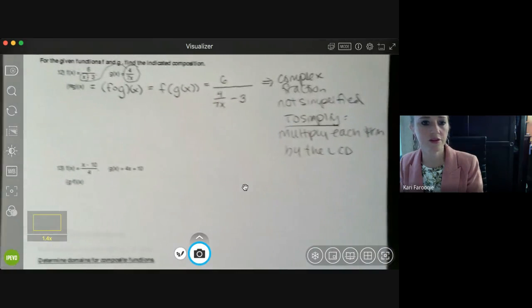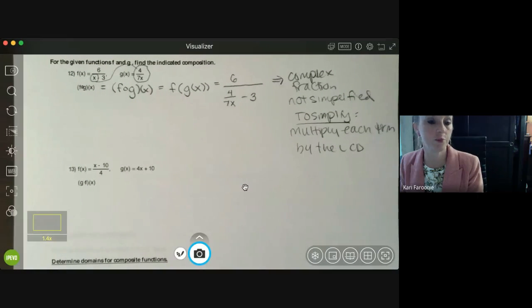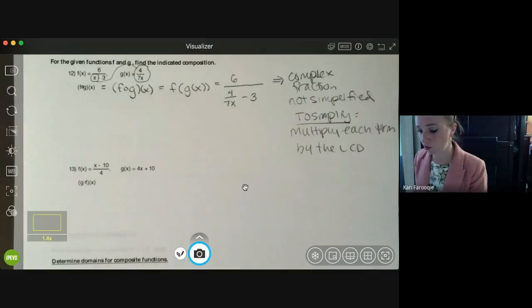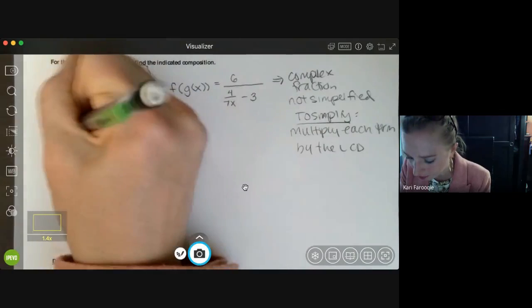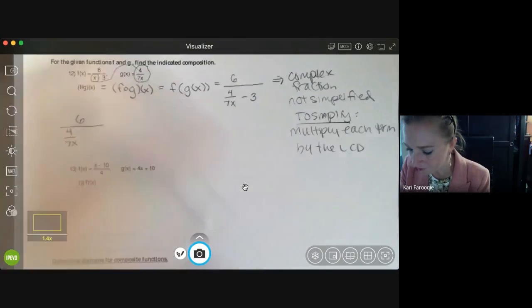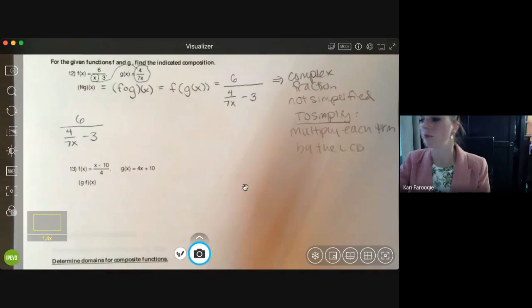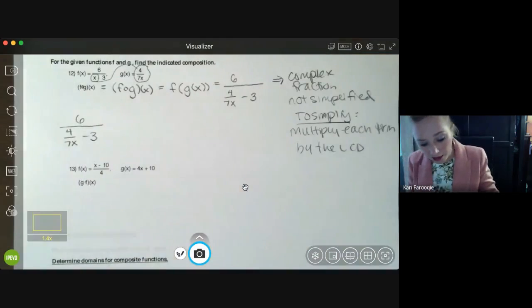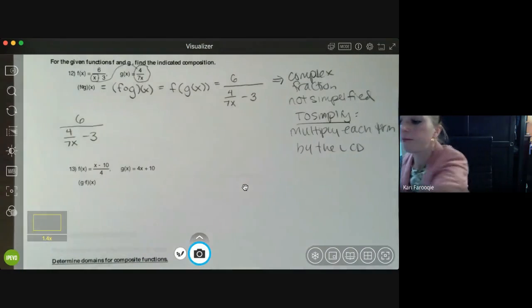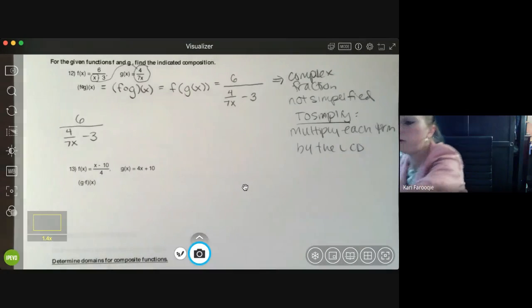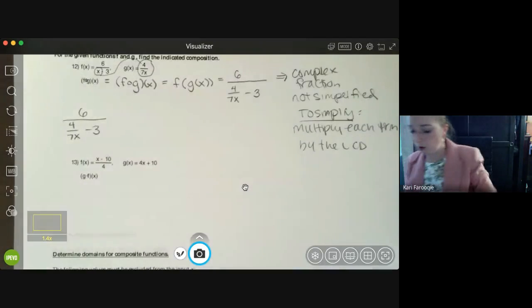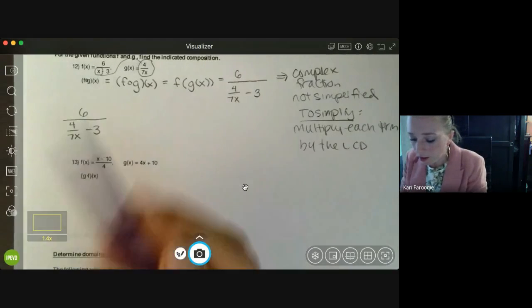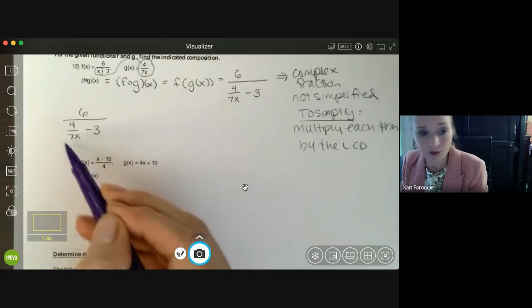But this is the method that I tend to use because personally, I feel like it's the easiest way to do this. So let's go ahead. I'm going to rewrite the expression just so that we have it isolated down here. Now, when we say multiply each term by the LCD, you need to find the LCD of all of the fractions first. In our case, we only have one quantity that's in the denominator officially.